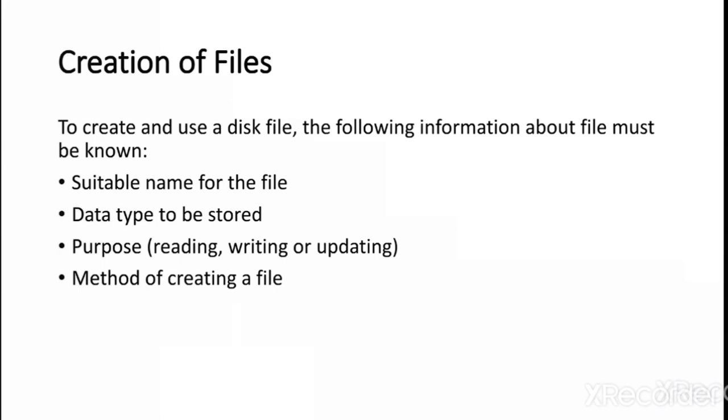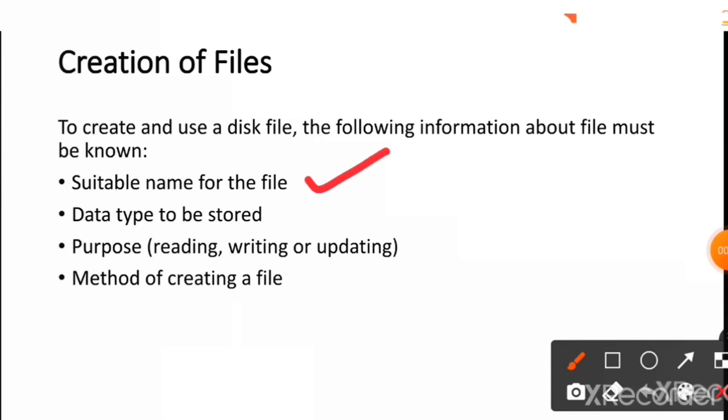Creation of files. If we want to create and use a disk file, we need to decide the following about the file and its intended purpose. That is the suitable name for the file. The file name is a unique string of characters that helps in identifying a file on the disk. So if you want to store any information on the secondary storage device, then it must be carried out through the process of creation of a file. So to create a file, you have to specify the file name.